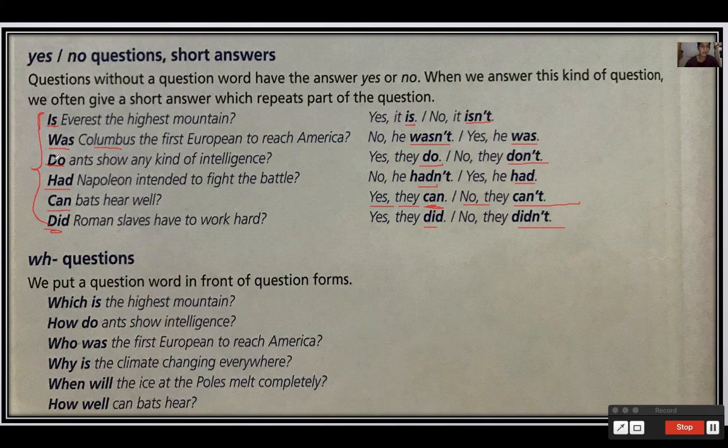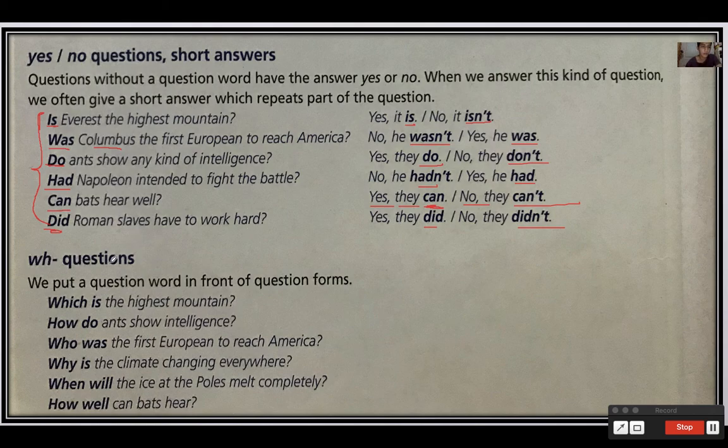If we are making a yes/no question, we must answer with the auxiliary that we are using. Like in those cases, is: yes, it is; was: no, he wasn't, or yes, he was, depending on the answer that you are giving.